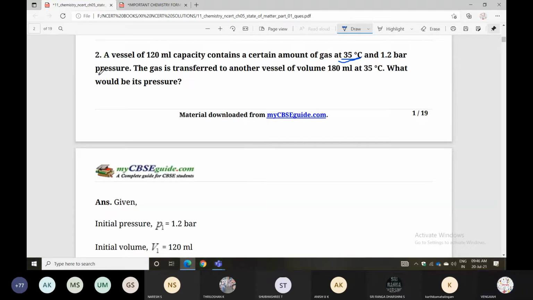Again, listen. A vessel of 120 ml capacity contains a certain amount of gas at 35 degrees centigrade and 1.2 bar, and the gas is transferred to another vessel of 180 ml at 35 degrees centigrade. So first, the 120 ml vessel has 1.2 bar. The second one is 180 ml. What is the pressure? In both cases the temperature is 35 degrees, so the temperature is constant.